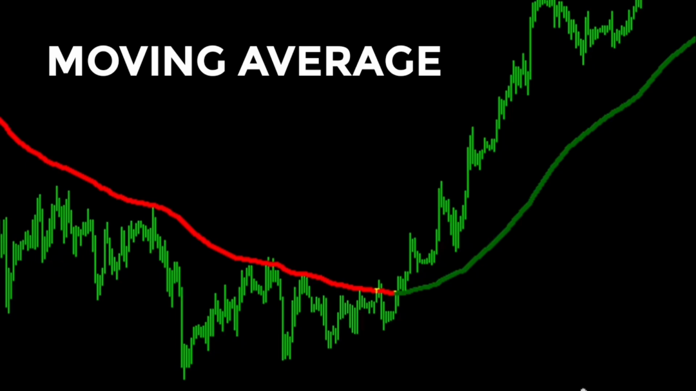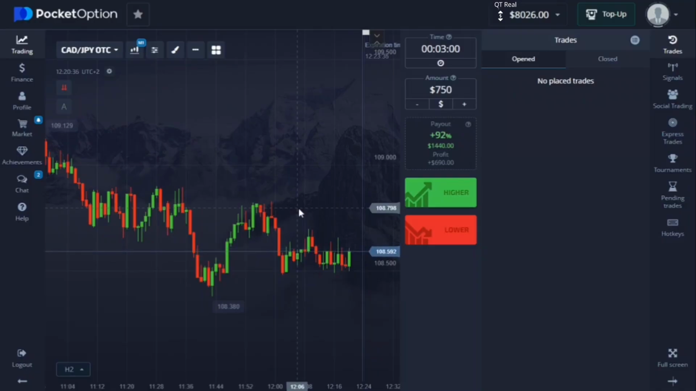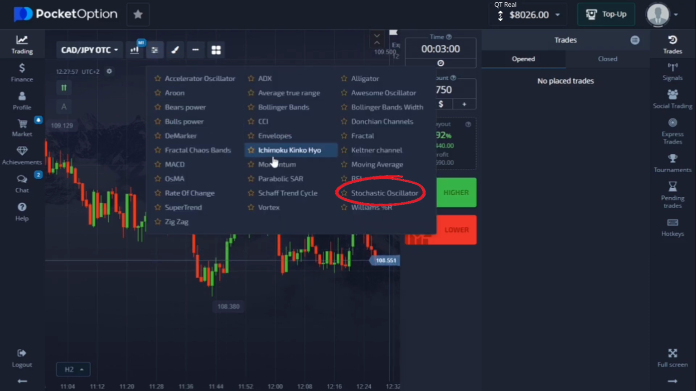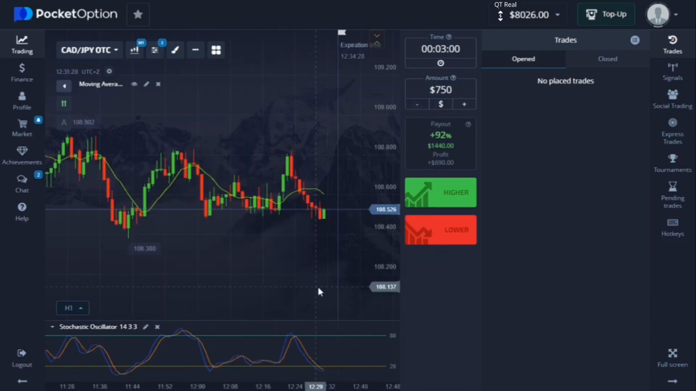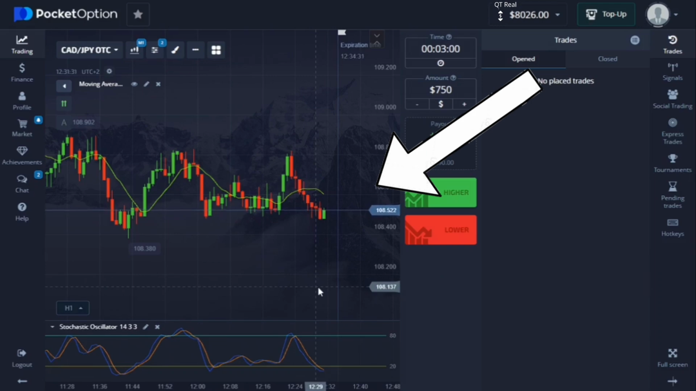And as for the moving average indicator, it's pretty self-explanatory. The indicator shows the market's movements over a longer period of time, which can really help us identify different trends in the market. So now that you understand the basics of the indicators that we're going to be using for this strategy, we're going to go ahead and add the indicators to our chart. From here, you want to head over to the indicators, and the first indicator that we're going to be adding to our chart would be the stochastic oscillator. And the second indicator that we would be adding to the chart would be the moving average. Once you've added both indicators to your chart, it should look something like this.